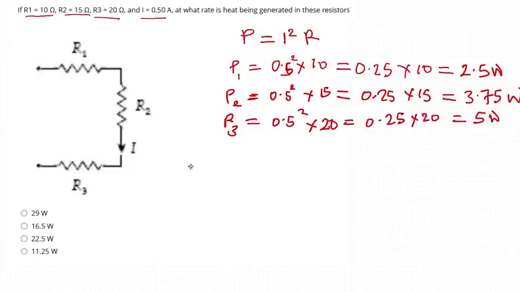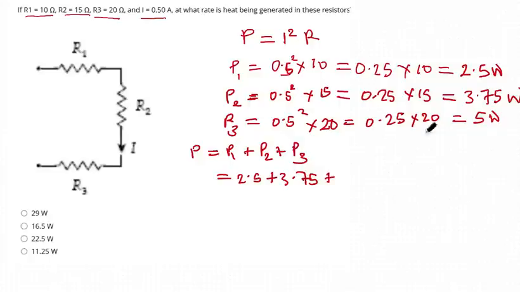So at this point we can say that the total power will be equal to P1 plus P2 plus P3, and this is equal to 2.5 plus 3.75 plus 5, which will be equal to 11.25 watts, and this option is the correct one.